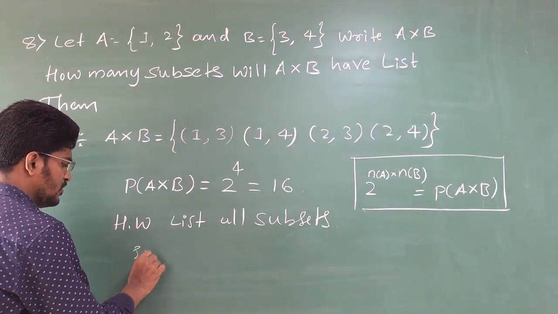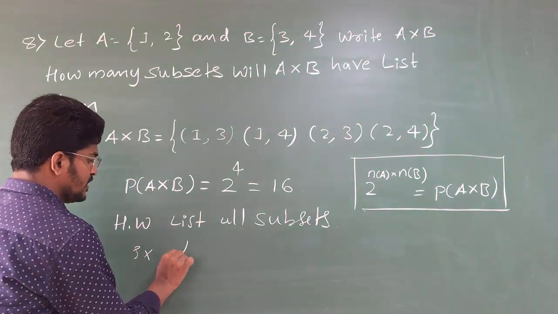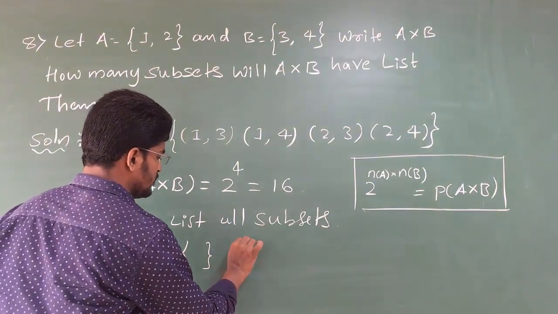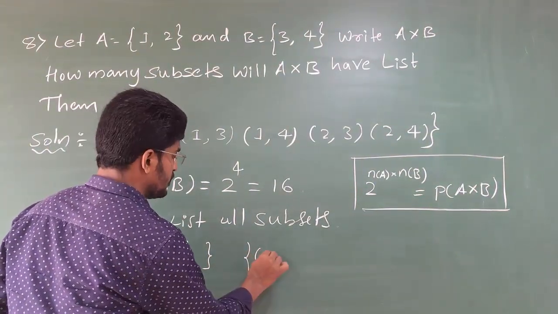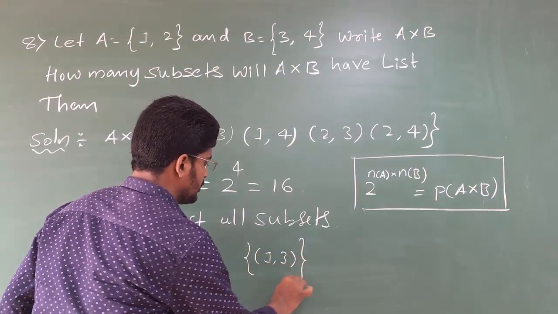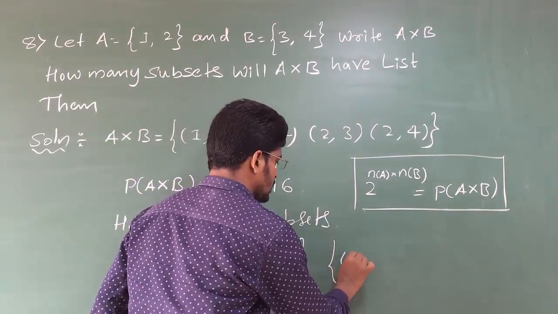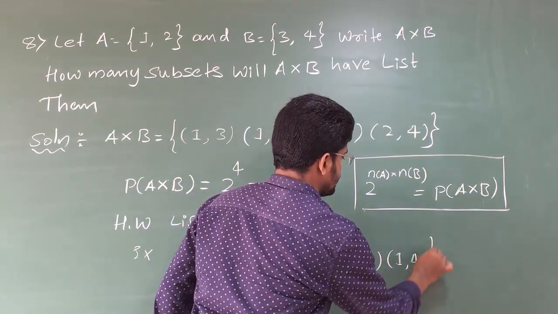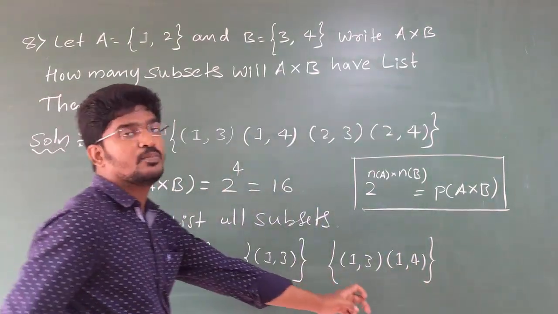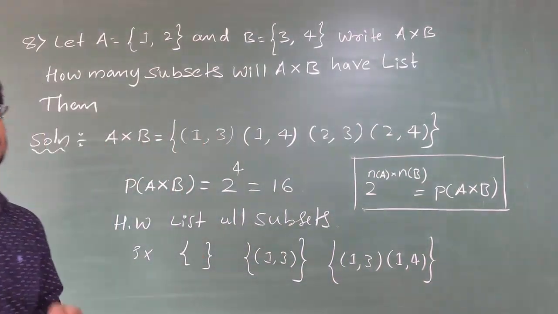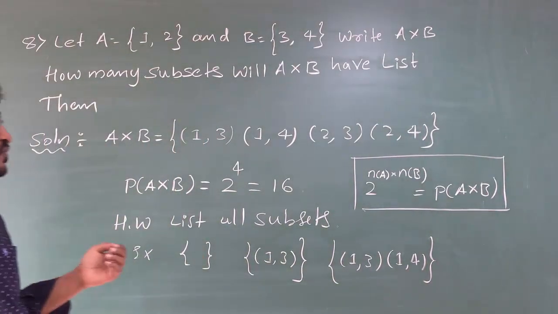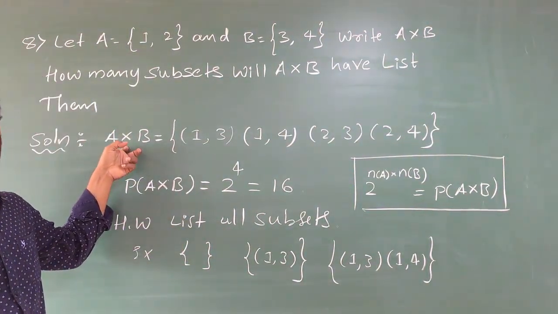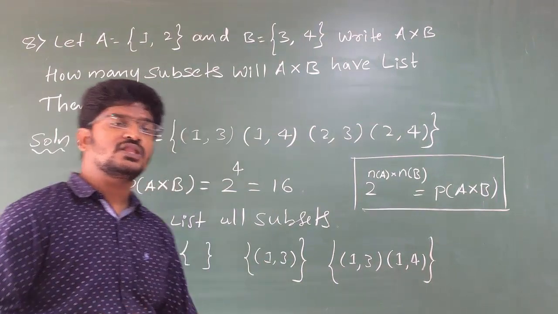For example, the first one I will write will be the empty set. This is the first one. The second one will be the ordered pair (1, 3). Next one will be (1, 3), (1, 4). So I will write these 3 examples. You write the remaining 13 subsets of A cross B. I have written 3. You continue with all 13.